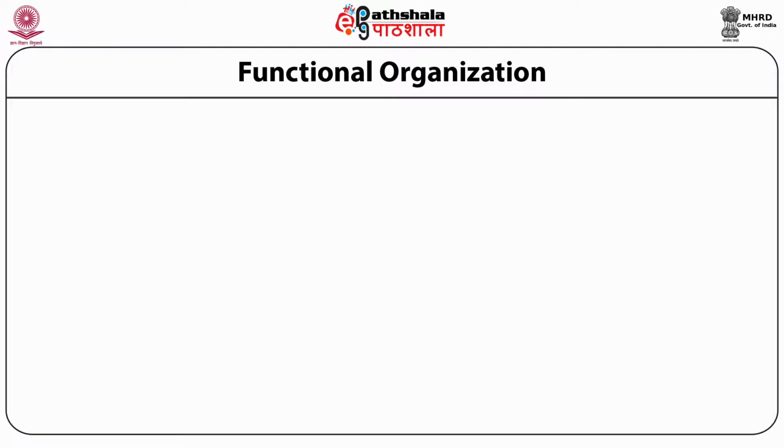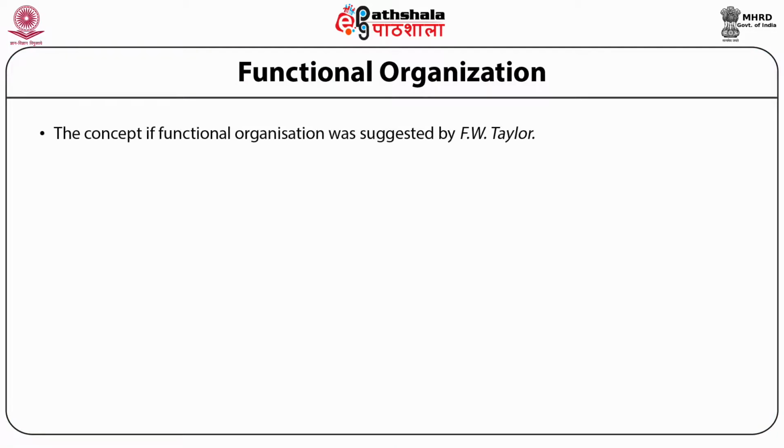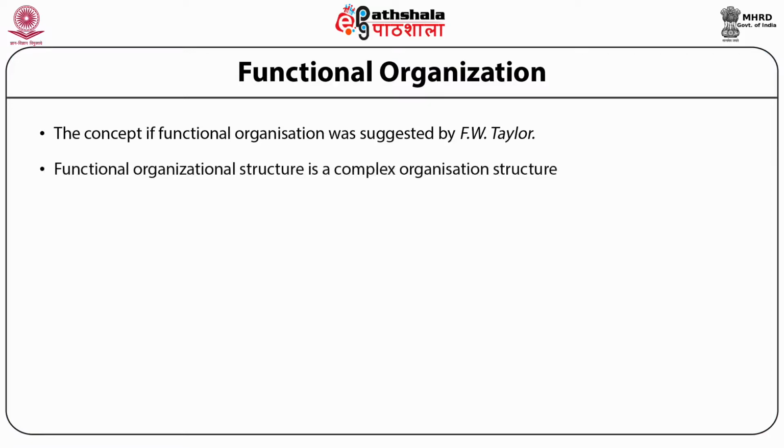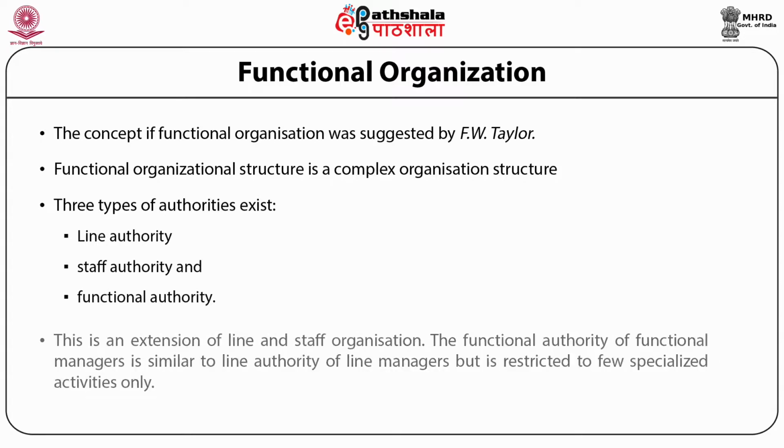Functional organization. The concept of functional organization was suggested by F.W. Taylor. Functional organizational structure is a complex organizational structure based on the principle of specialization. Three types of authorities exist: line authority, staff authority, and functional authority. It is an extension of line and staff organization. The functional authority of functional managers is similar to the line authority of line managers, but is restricted to few specialized areas only.